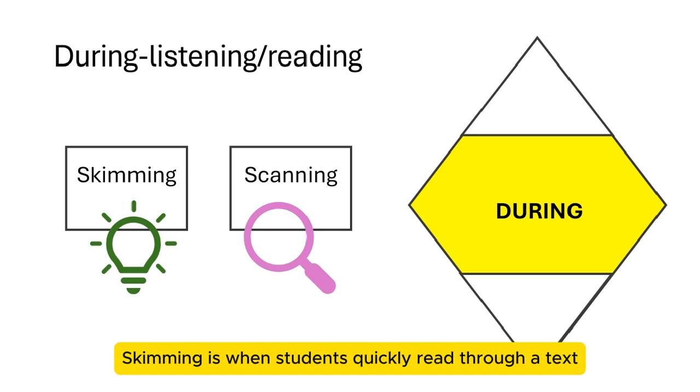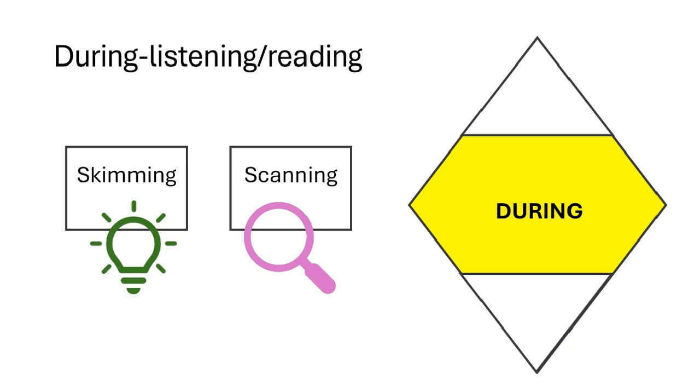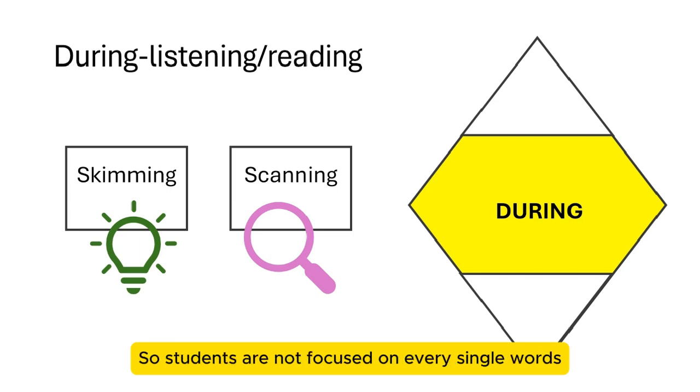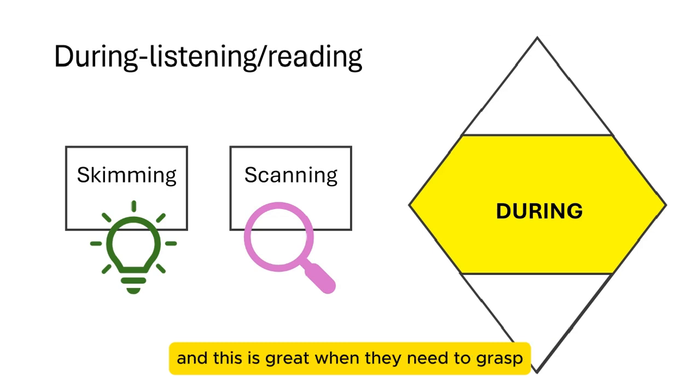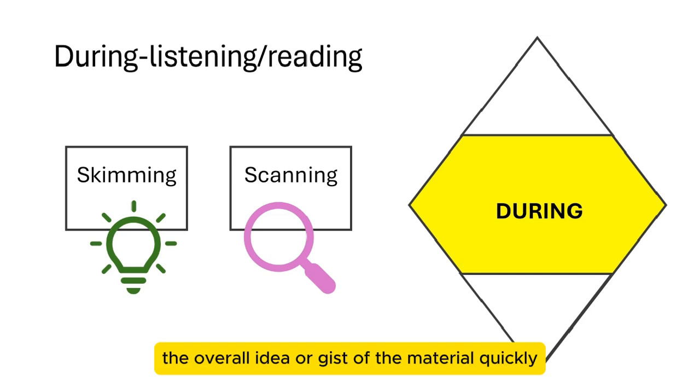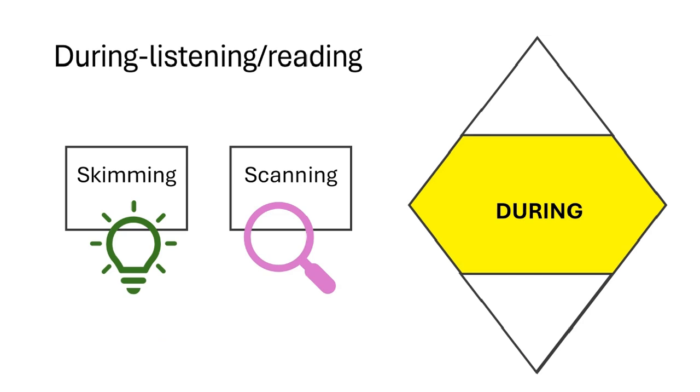Skimming is when students quickly read through text to get the general idea or the main points. So students are not focused on every single word, but rather on understanding the overall message. And this is great when they need to grasp the overall idea or gist of the material quickly.